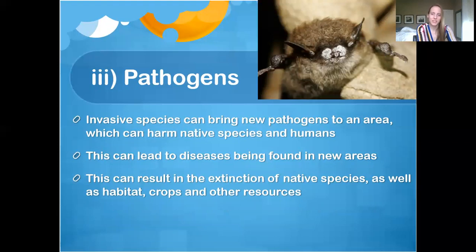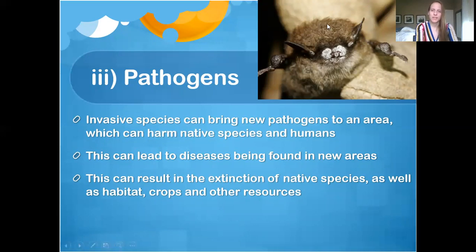Then we have pathogens, where you have an invasive species bringing essentially a new disease to an area, and then that disease can affect either the native species of that area or humans, or in some cases both. That can obviously kill off the native species, can also kill off crops or habitat or stuff like that.